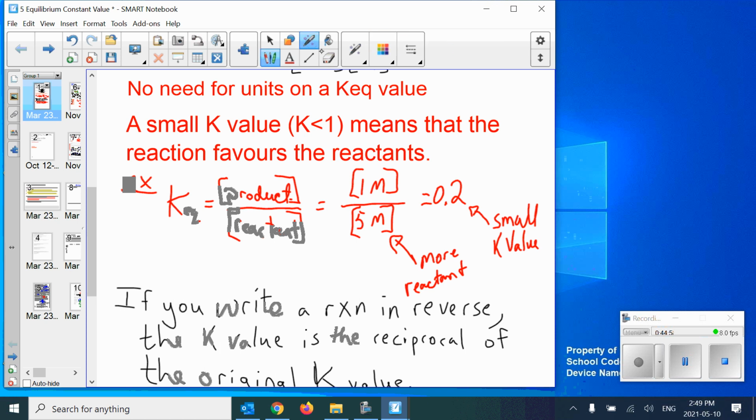The products over reactants, in words, right? The only way to get a small number from products over reactants is if you have a number divided by the bigger number on the bottom, right? The reactants have to be bigger. It's the only way to get a decimal number. When you have small K values, like 0.179, it means there's more reactant than there's product. The opposite is true as well. If you have a bigger K value, it means there's more product.